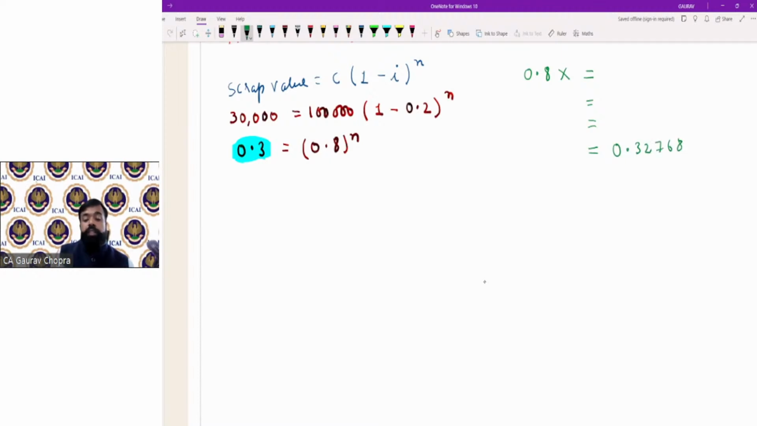0.32768. This is basically power 5. Then one more, power 6. Power 6 we are getting 0.26214. Now we can see that 0.3 exactly we are not getting.